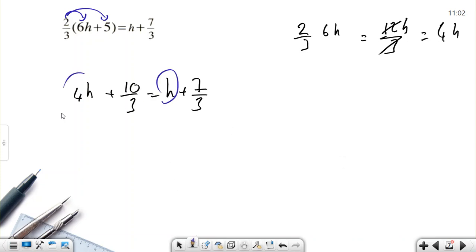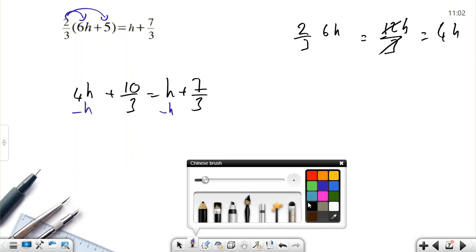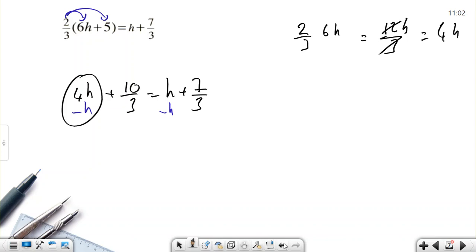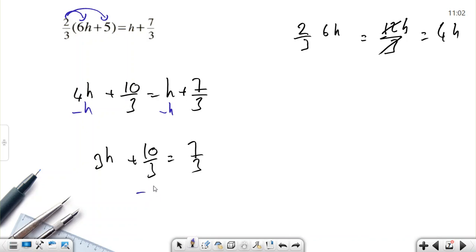There is an h and there is 4h. The coefficient 4 is bigger than the coefficient of h. So I will subtract this h from both sides to cancel it. 4h minus h will be 3h plus 10 over 3. It's equal to 7 over 3. So there is a constant number. To cancel it, I will add to both sides negative 10 over 3, negative 10 over 3. So this will be gone. Only 3h left.